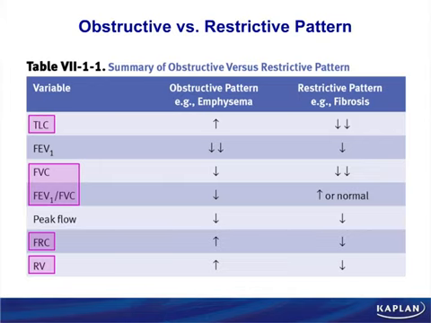And if you can remember that obstructive patients have problem getting the air out, then that can help you to remember which direction their lung volumes go. Restrictive patients have problem getting air in. All right, they can't get enough air in, so those volumes go down.